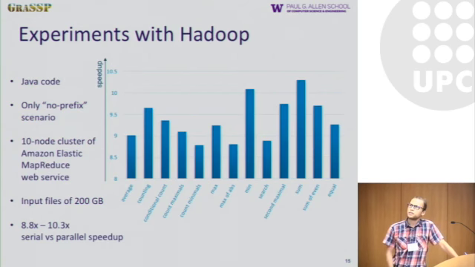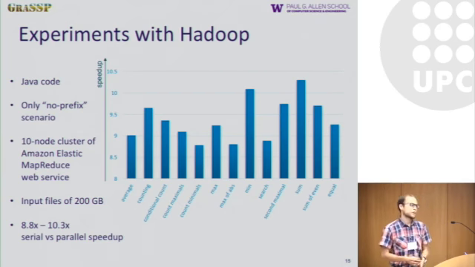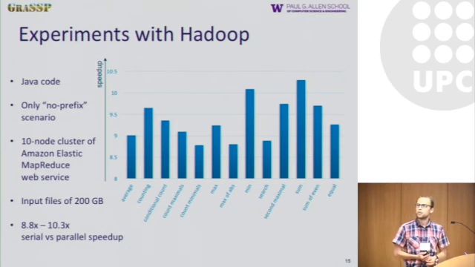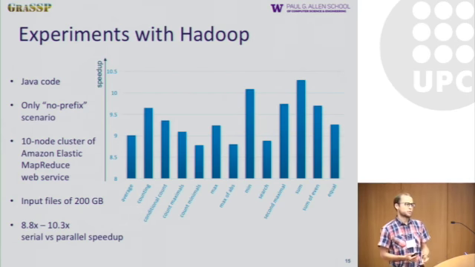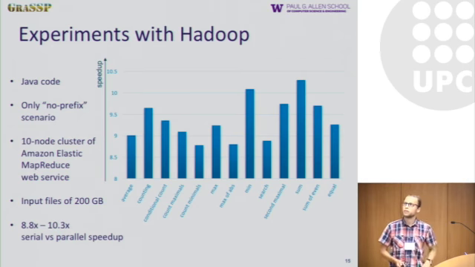The second set of experiments is a data center experiment. The translations of our parallel programs, the ones which cover the no-prefix scenario, we translated to Hadoop jobs and evaluated on the Amazon AWS web service. For input files of 200 gigabytes, we achieved linear speedup, on a 10-node cluster.